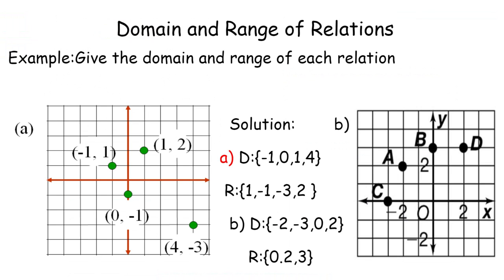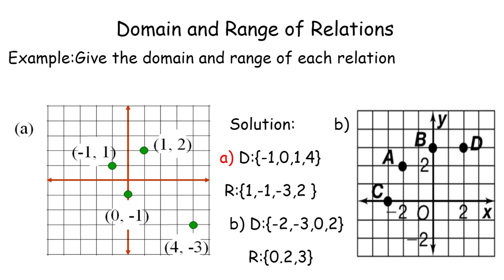Domain and the range of a relation. Give the domain and range of each relation. We are given two relations by graph, and we want to find the domain and the range. In the graph in figure A, the domain consists of the numbers -1, 0, 1, 4, and the range consists of the numbers 1, -1, -3, and 2. This is the set of the second coordinates.